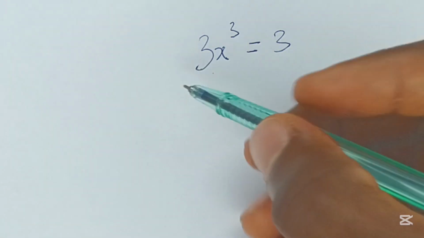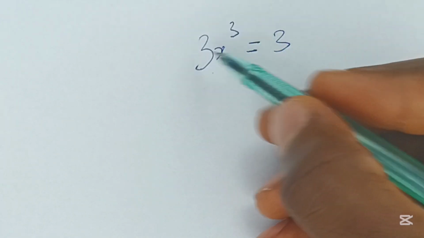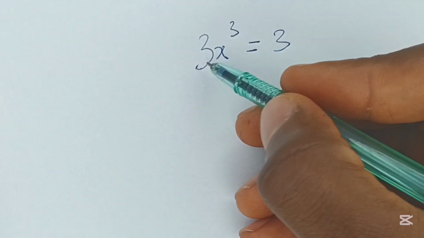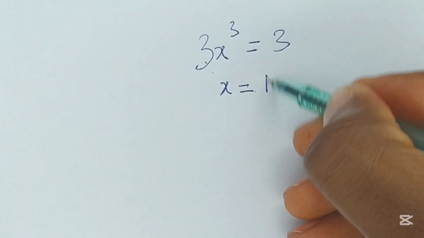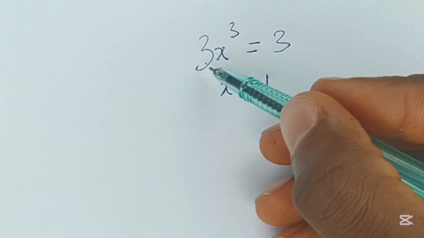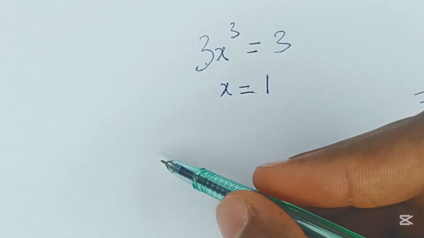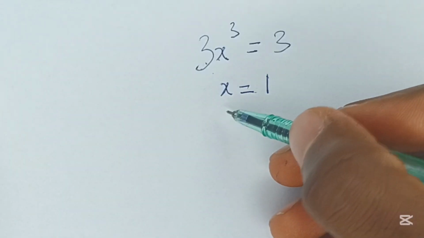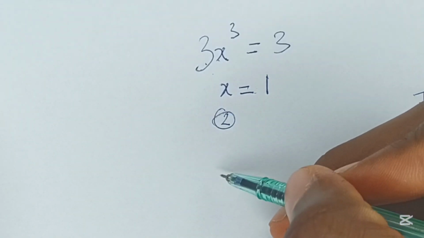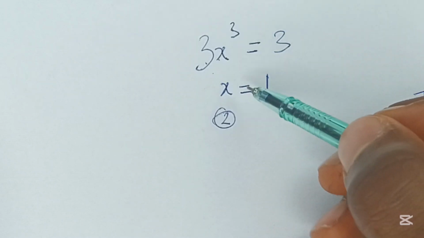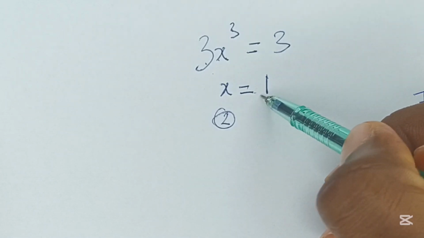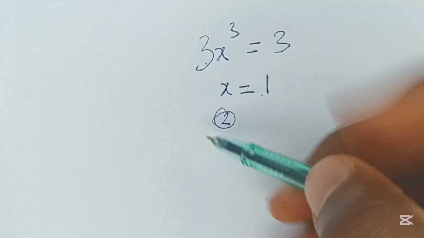Okay, so the first real answer can be deduced by just looking at the question. If you have 3x raised to the power of 3, it means that x can be deduced to be equal to 1. Because if you put 1 for x here, you get 3 is equal to 3. Alright? Now, there are other two answers that we need to get. Because x's highest power is 3, meaning that the number of answers for x will be 3. So we've gotten the first answer, now let's get the two remaining answers.